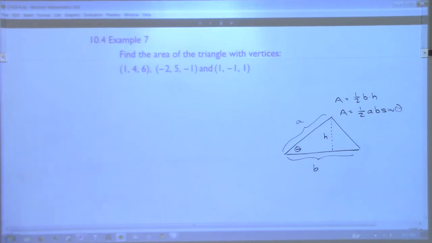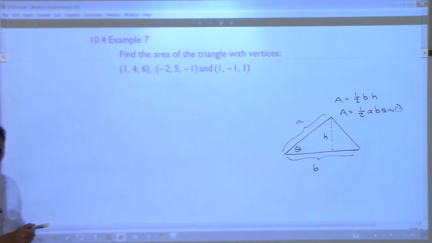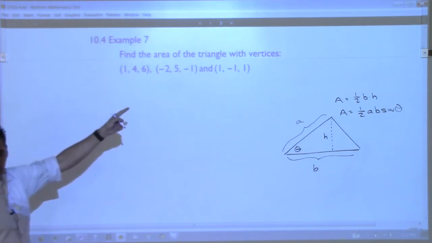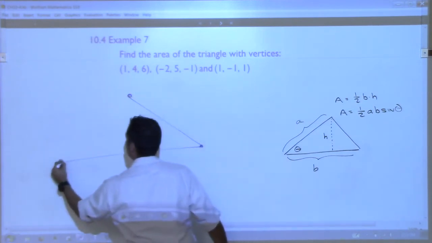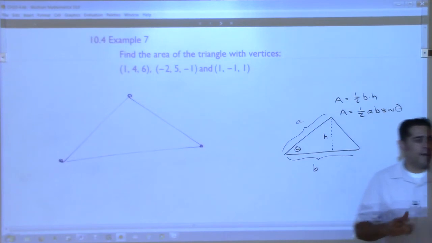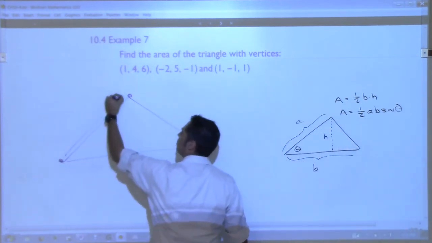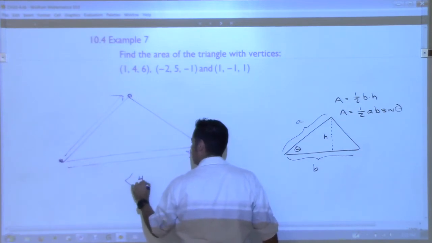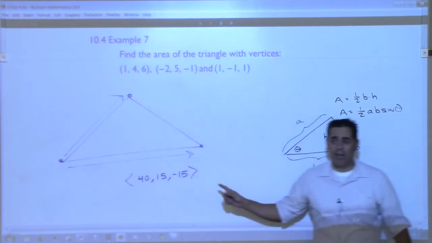Would it be half the cross product? It'd be half the magnitude of the cross product. Think about these are the same points we had earlier, isn't it? I had those 3 points up here earlier, and it formed a triangle. And we found the cross product, didn't we? What was the cross product? You did it one way, I did it one way, right? Let's go with yours. The cross product of that vector and that vector we got was 40, 15, and negative 15. That's what you got, right? That was the cross product of those two vectors.